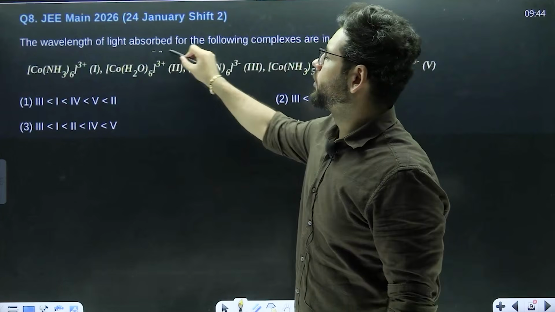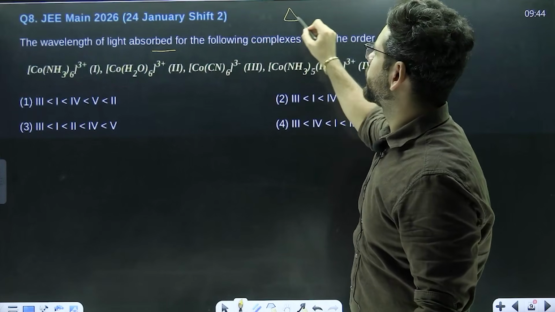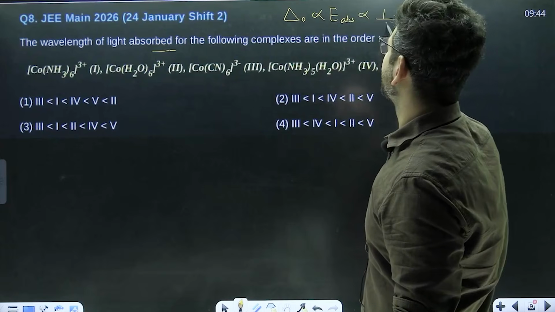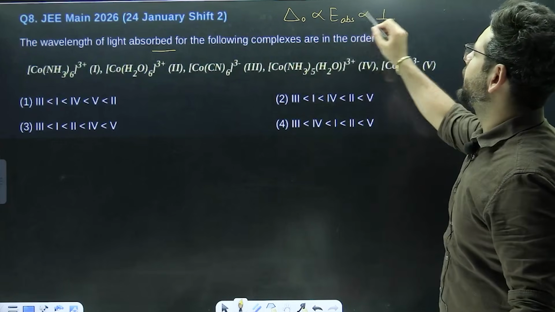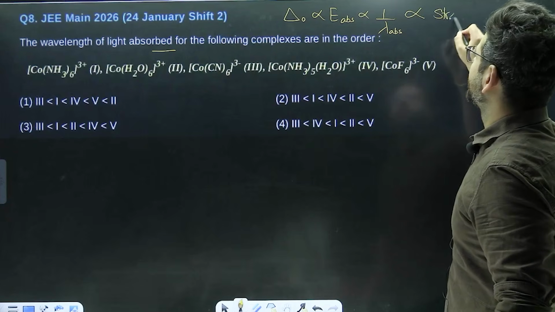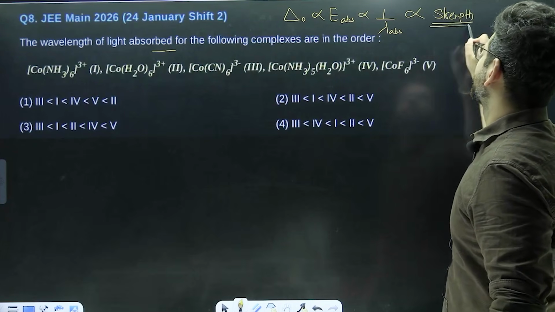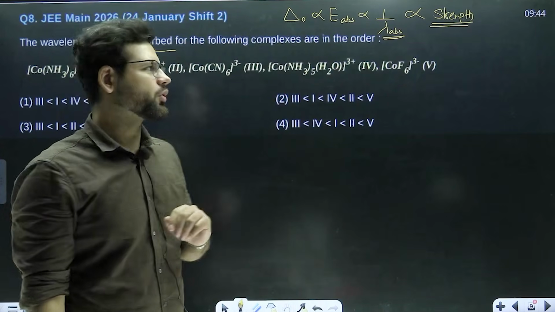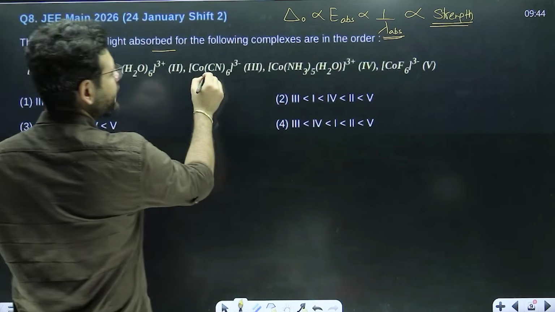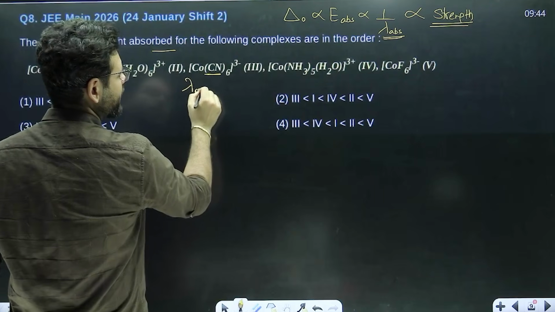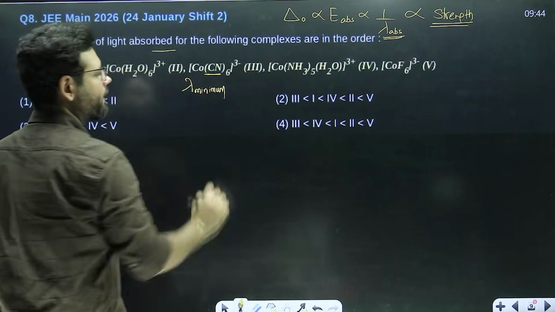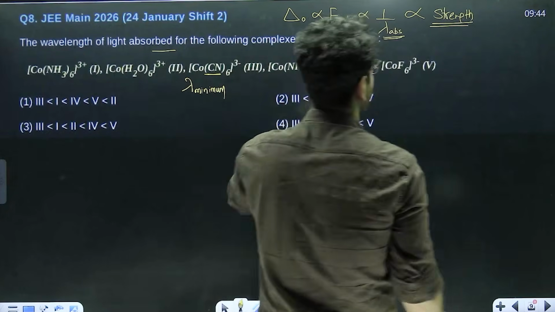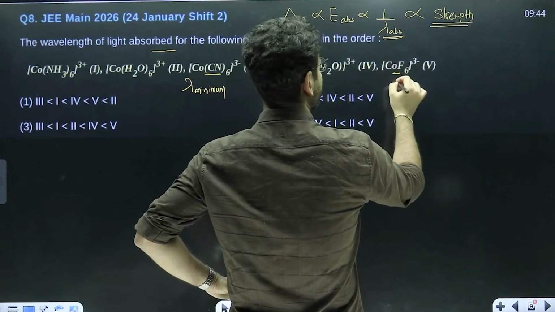Wavelength of light absorbed. We know that if the gap is more, then the energy absorbed will be more. Energy is inversely proportional to lambda, and energy is directly proportional to the strength of the ligand. So the more the strength, the lesser the lambda absorbed. Let's check for the strength. This one has the highest strength, so lambda will be minimum. Water, ammonia, water, F minus has the least strength, so lambda will be maximum.